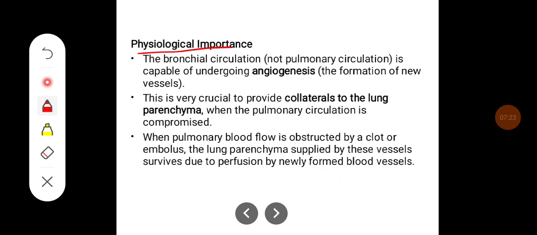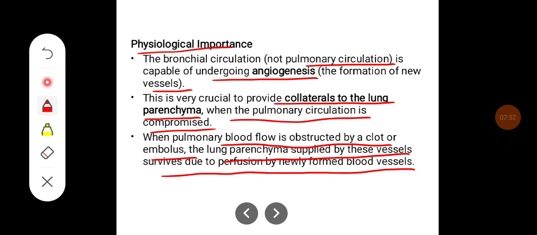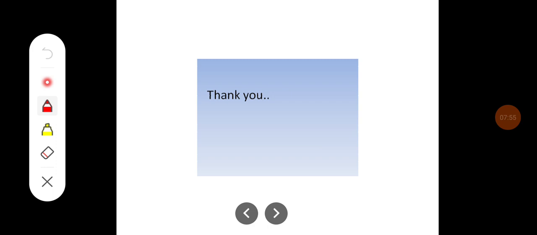Physiological importance: the bronchial circulation, don't confuse it with pulmonary circulation, is capable of undergoing angiogenesis, that is the formation of new blood vessels. This is very crucial to provide collaterals to the lung parenchyma when pulmonary circulation is compromised. When pulmonary blood flow is obstructed by a clot or embolus, the lung parenchyma supplied by these vessels survives due to the perfusion by newly formed blood vessels. So this is in brief about ventilation perfusion ratio. Thank you.